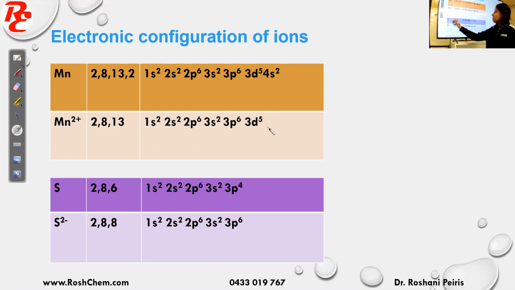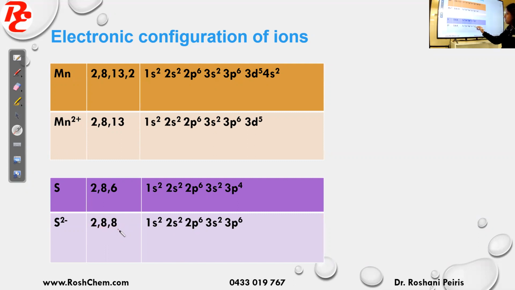Okay, now we'll take sulfur. Sulfur is 16, so the shell configuration is 2, 8, 6. Now S2 minus is an anion. If it is an anion, you have to gain electrons. You have 6 electrons in the outer shell. When you gain 2 more, since 2 minus means gaining 2 electrons, it becomes 2, 8, 8. That's the configuration of S2 minus.